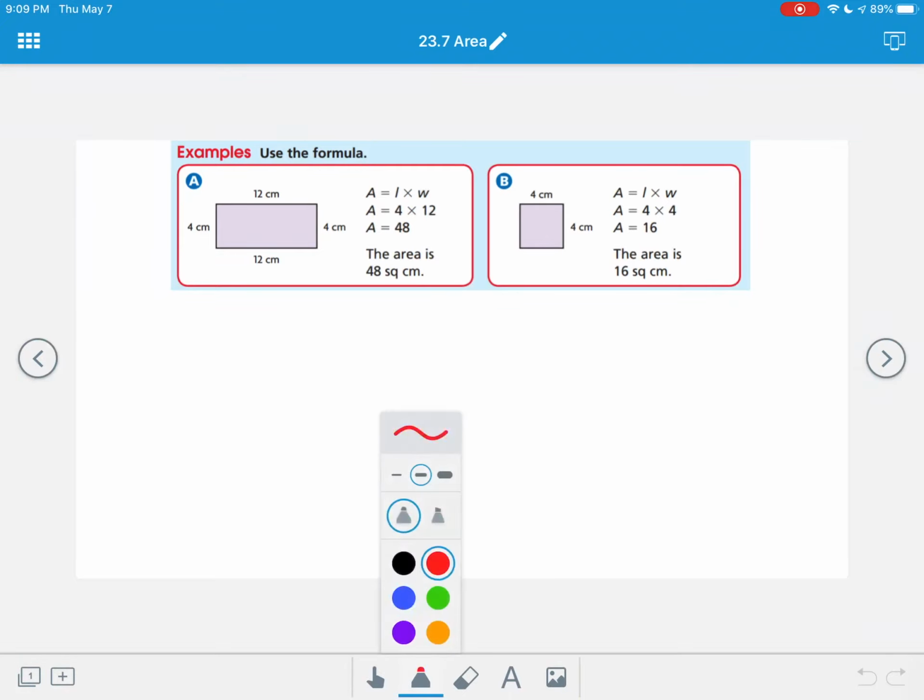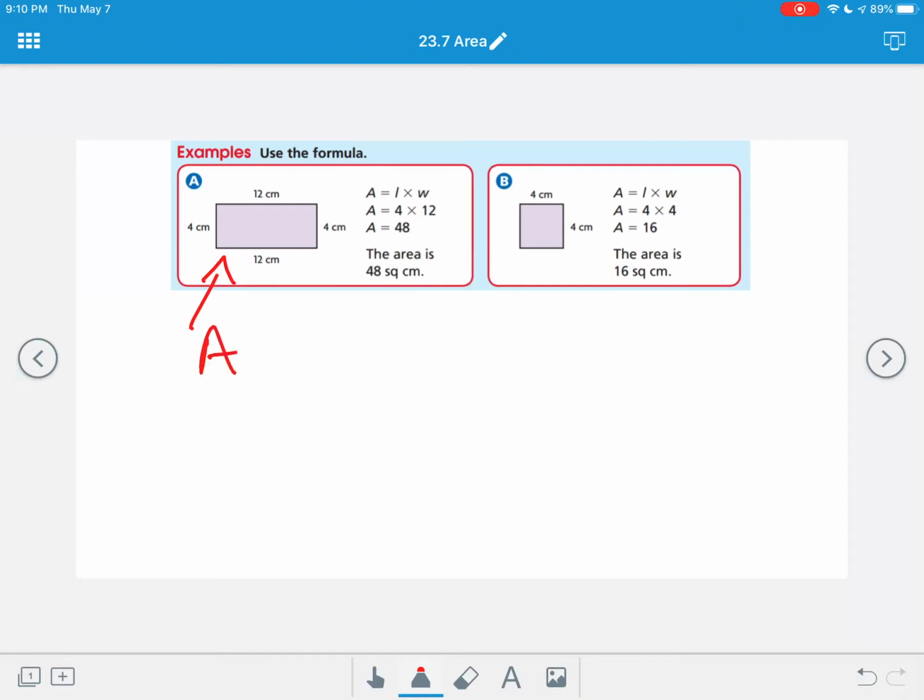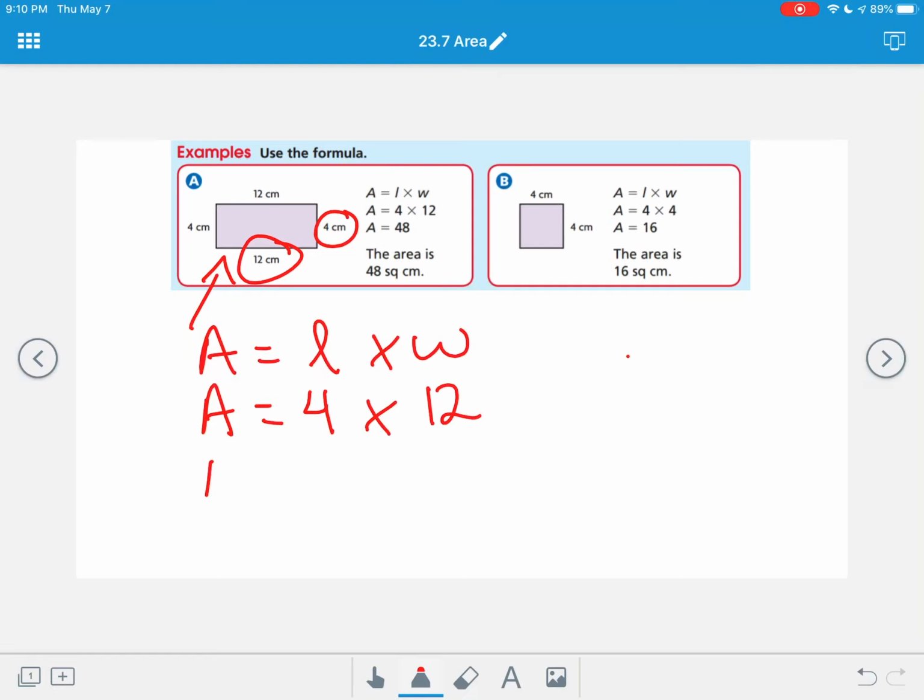Here, I want to show you an example so you can rest your pencils for just a moment. Here I have this rectangle. I can see the side lengths are measured out. I know that my formula is A equals L times W, area equals length times width. So to find the area, I plug in one of the lengths, which is 4 centimeters, and I multiply that by the width, 12 centimeters. Then I can do that calculation.